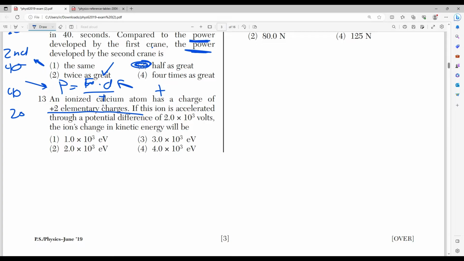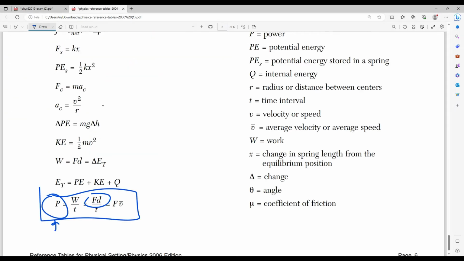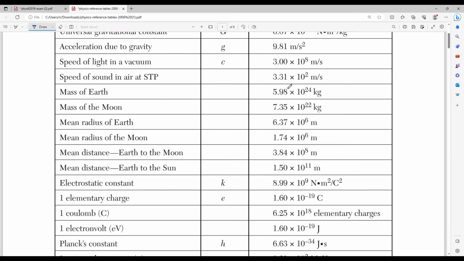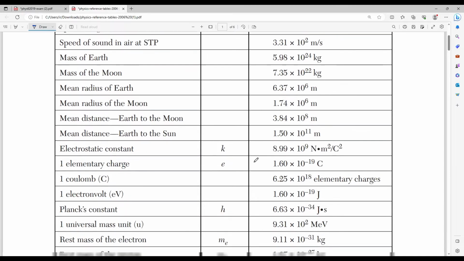But the thing is, my answer is always going to be in electron volts. So I'm going to go ahead and look at my first page of my reference table. I'm going to see which units I can use that multiply back into electron volts, right?